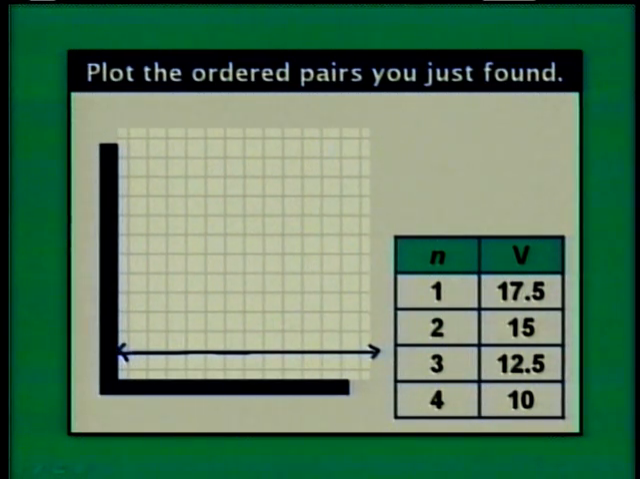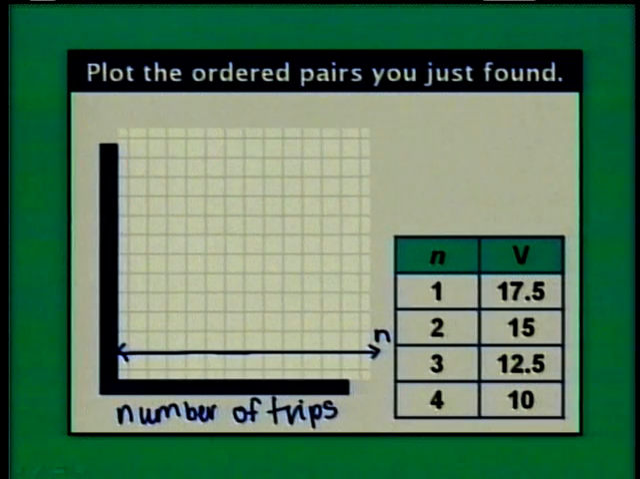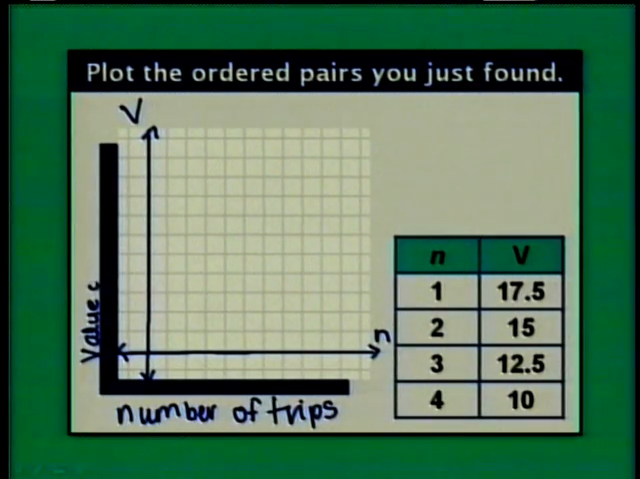My horizontal axis represents the independent variable, the first column of the table, which is the variable n, representing the number of trips. Since I mostly want to show the first quadrant, I'm going to draw my vertical axis close to the left of this piece of graph paper. The variable v is called the dependent variable. The value of the ticket depends on the number of trips. So I'm going to label my vertical axis as the value of the ticket, and that's measured in dollars.